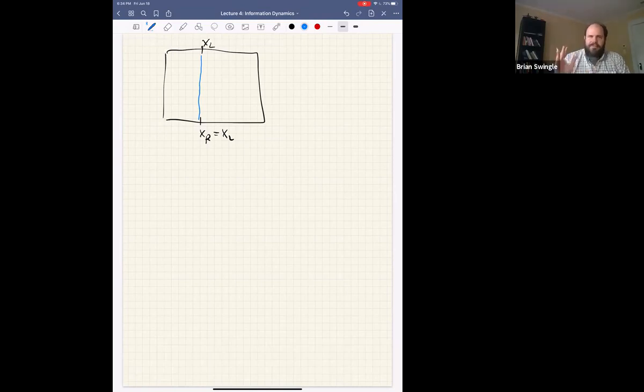Now, that sounds funny, right? The left is entangled with the right, but here we're including the left and the right together, right? So they're entangled amongst themselves, but not with the rest of the chain. And that's what this is telling us.